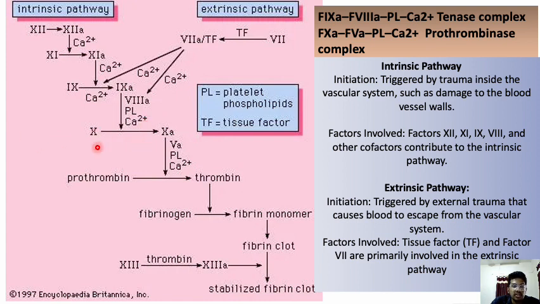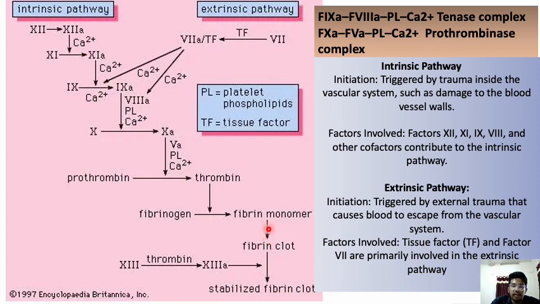This tenase complex is required for the activation of factor 10 to factor 10A. Then the activated factor 10A, factor 5A, phospholipids and calcium, these four factors form the prothrombinase complex. The prothrombin is converted to thrombin by the prothrombinase complex. And thrombin is another proteolytic enzyme, and it converts the water-soluble, plasma-soluble inactive fibrinogen to the active fibrin monomer.